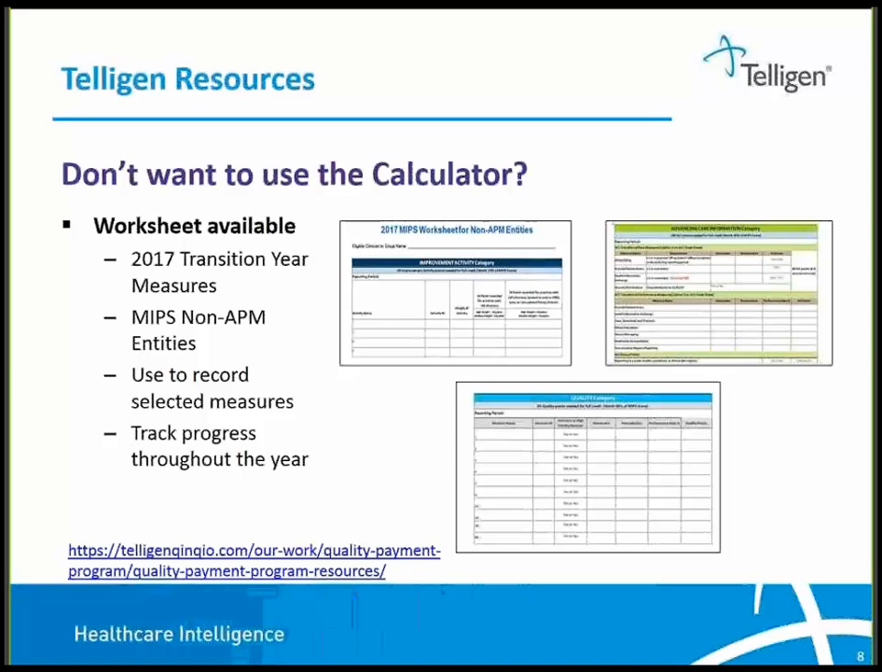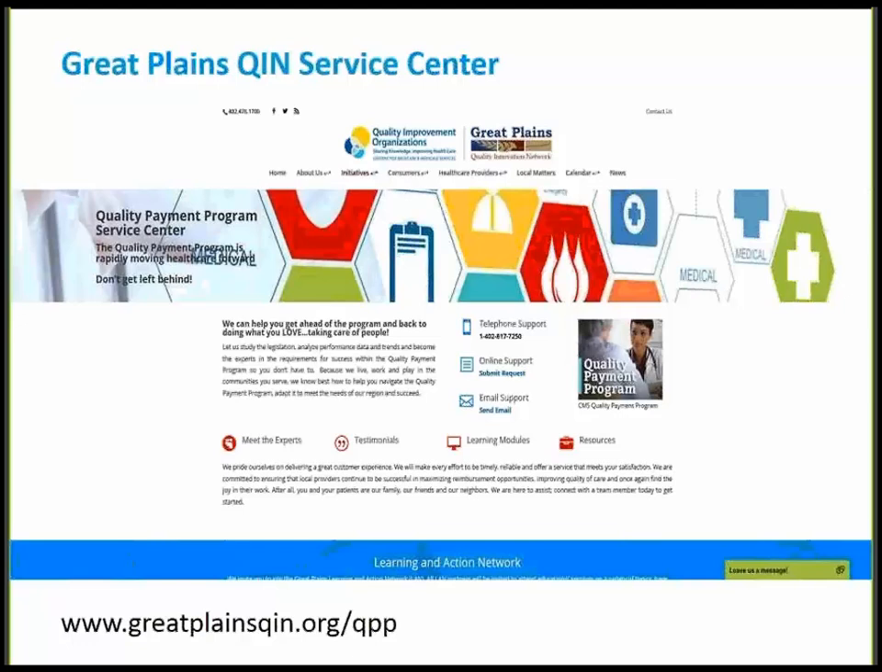And then if you would rather not use a calculator, the same tool is available in a worksheet, and that is here. There's a link at the bottom of the slide here, and that will let you download that tool as well. It's the same thing. It's just in paper form, and it's also on the TelligenQPP.com website. And now Caitlin will talk about their services there at the Great Plains QIN.